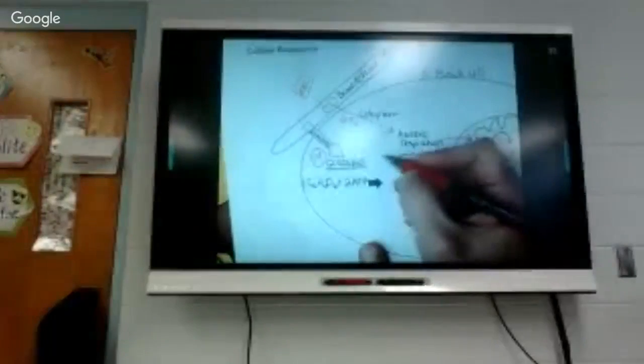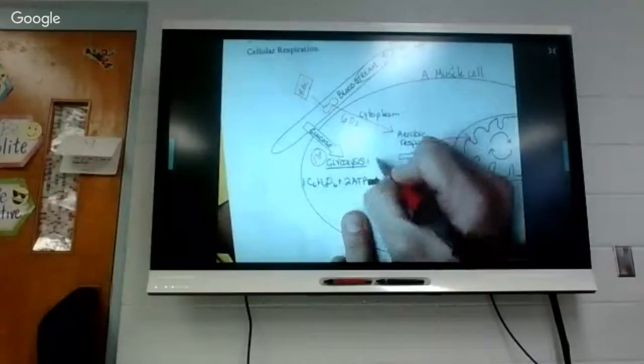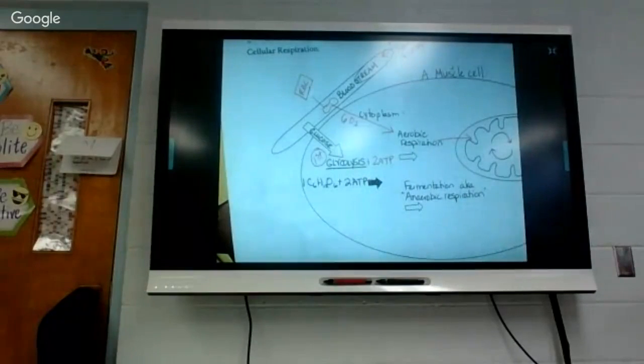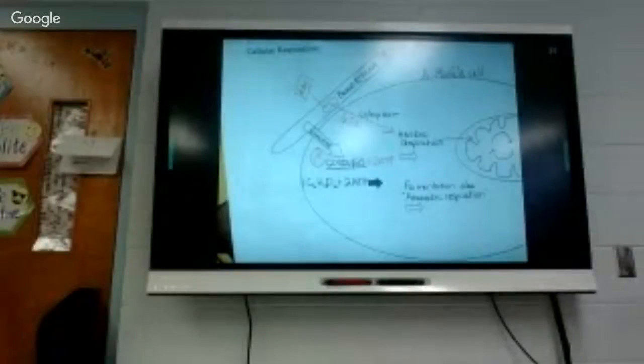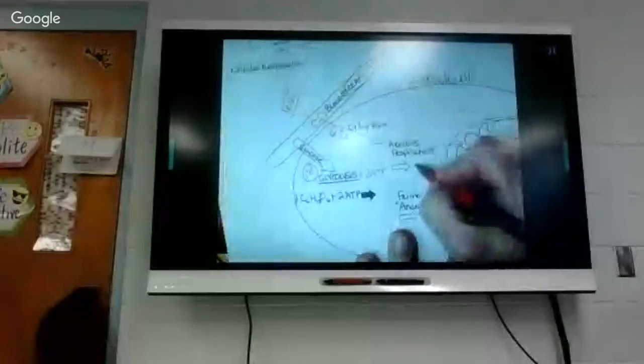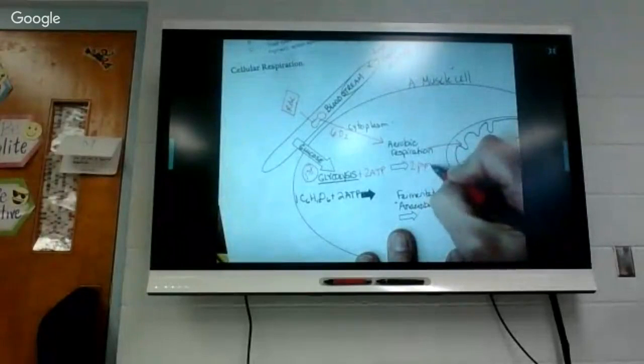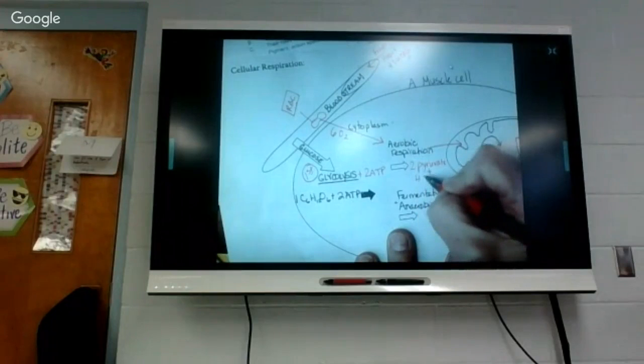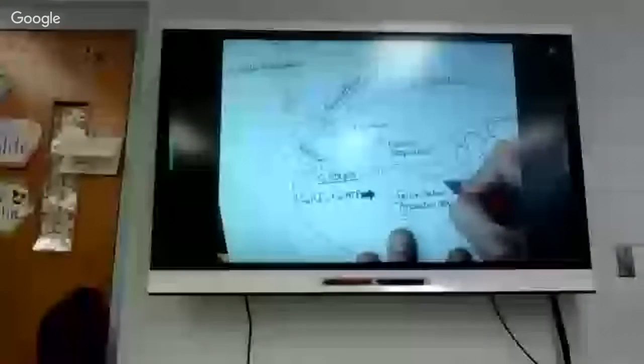So glycolysis plus 2 ATP, because it takes energy to actually make energy, like it takes money to make money. You need 2 ATPs that will go to actually split that sugar into 2 parts. And that's the 2 pyruvate plus 4 ATP gross.